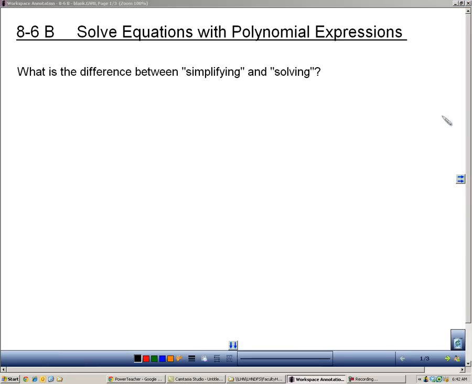Section 8.6b is about solving equations with polynomial expressions. Before we get to do some of those, I want to talk about the difference between simplifying an expression and solving an equation. If you're asked to simplify, you're not going to have an equal sign. And instead, all you want to do is remove grouping symbols and collect like terms.